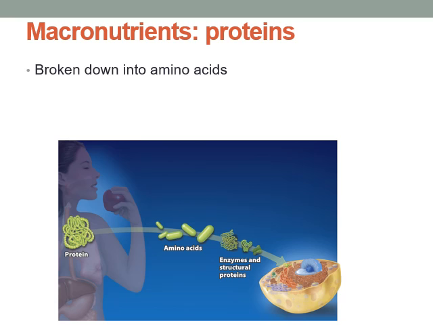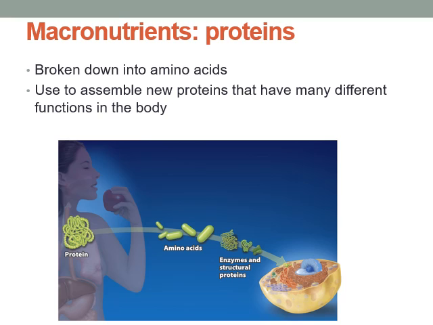First up, we've got proteins. If you remember, proteins are made up of amino acids. So when we're breaking them down through digestion, we're doing the exact opposite of the way we built them up. So we're breaking them down into amino acids, and then we can use these amino acids, right? So we've got a protein, let's say, in pizza, and we're going to break it down into these amino acids, and then we can use these to make new proteins that have lots of different kinds of functions in the body.